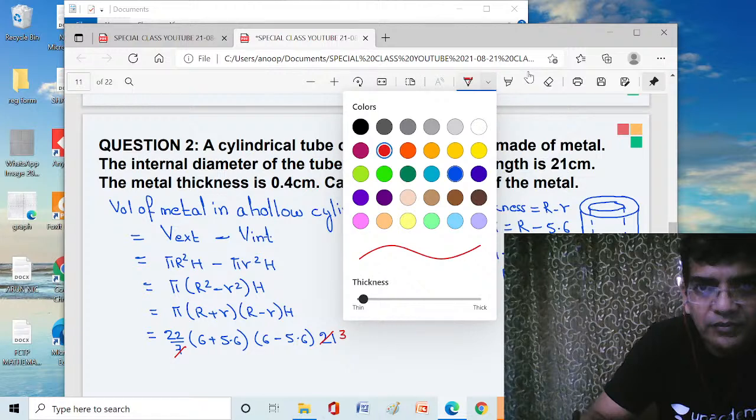Just a minute, students. There is a certain problem here. We have to open this file again.